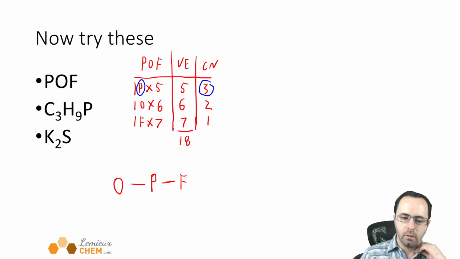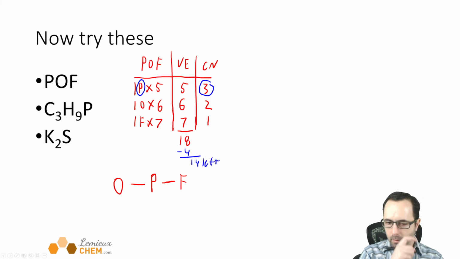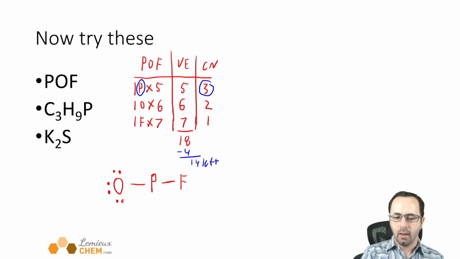Okay, and so now in our bonds, we've put down 4 electrons, so I could just subtract these really quick, minus 4. So we've got 14 left there. So I'm going to start putting them as lone pairs around the outside atoms first, not the phosphorus, but the outside, until they have an octet. So oxygen here, it's got 2, 4, 6, 8, 8 total.